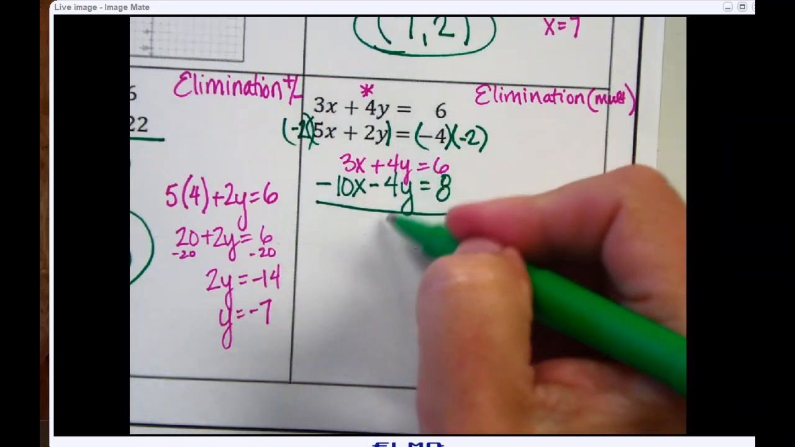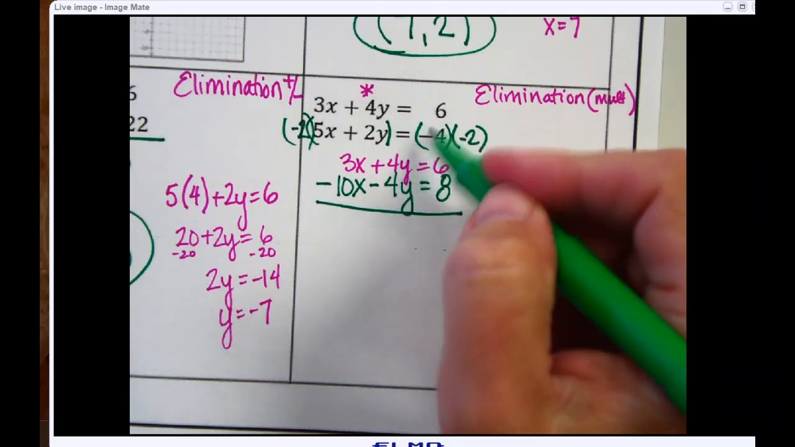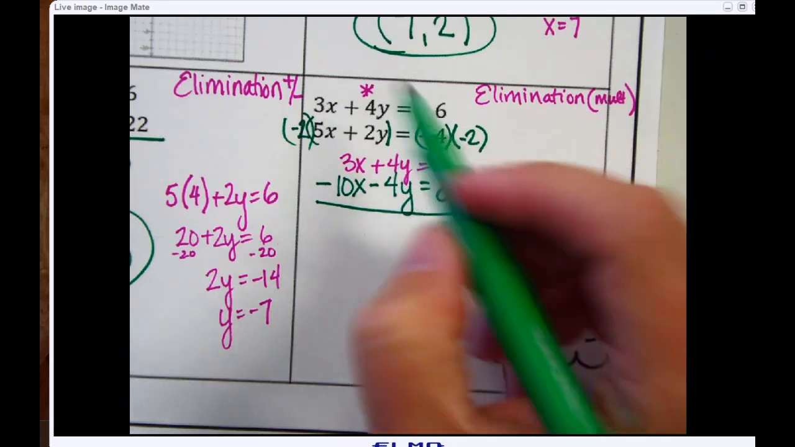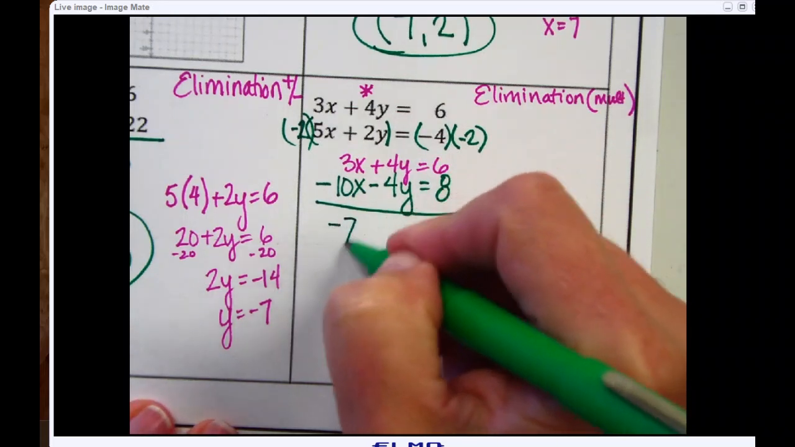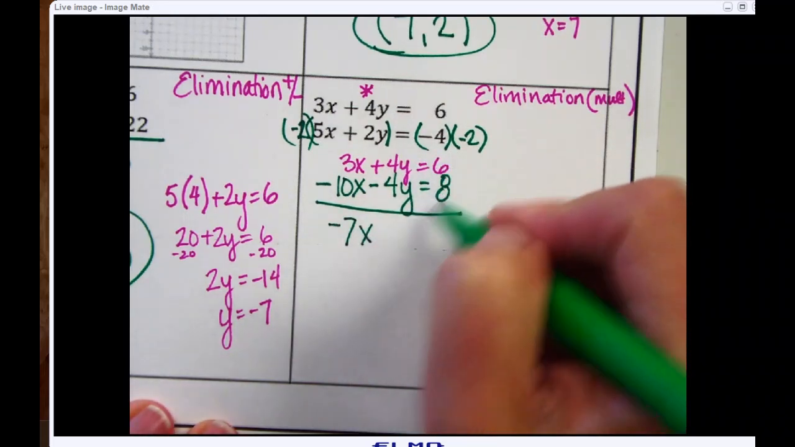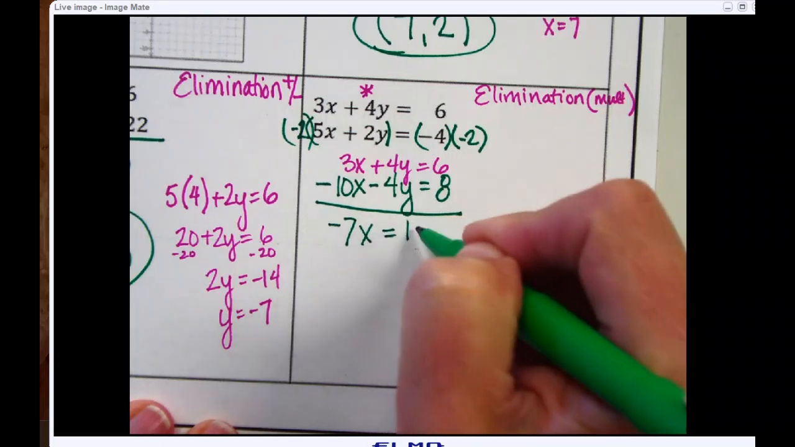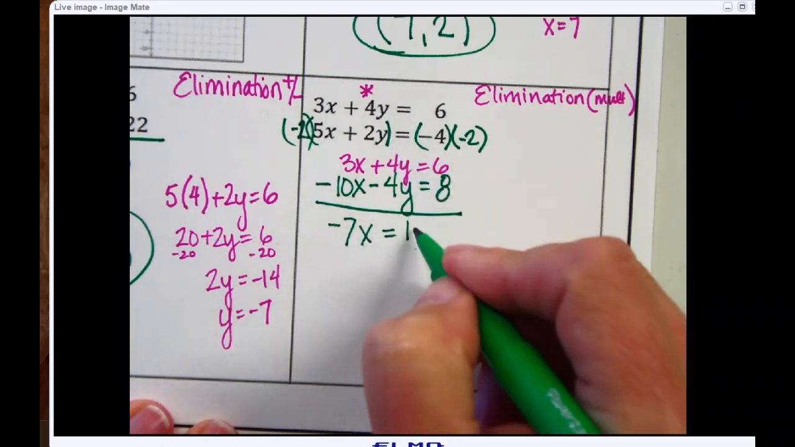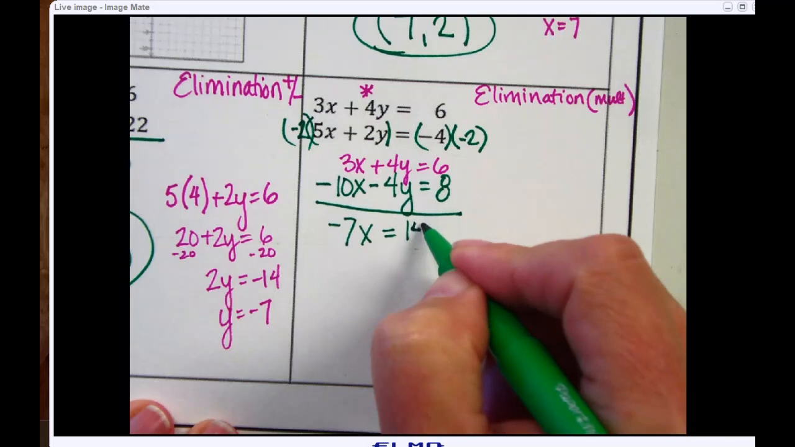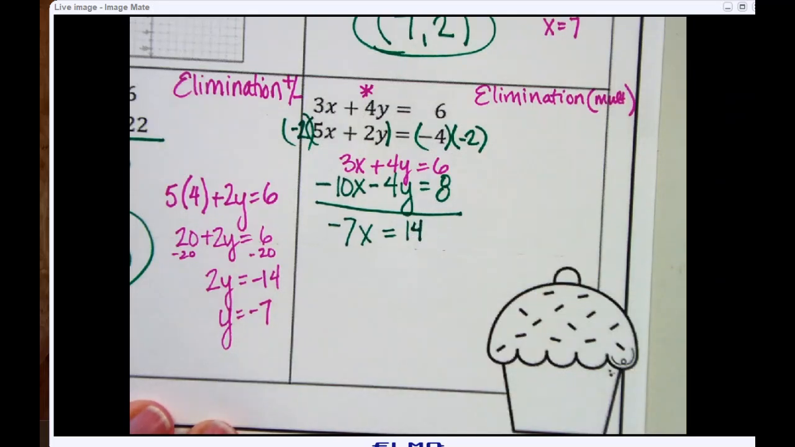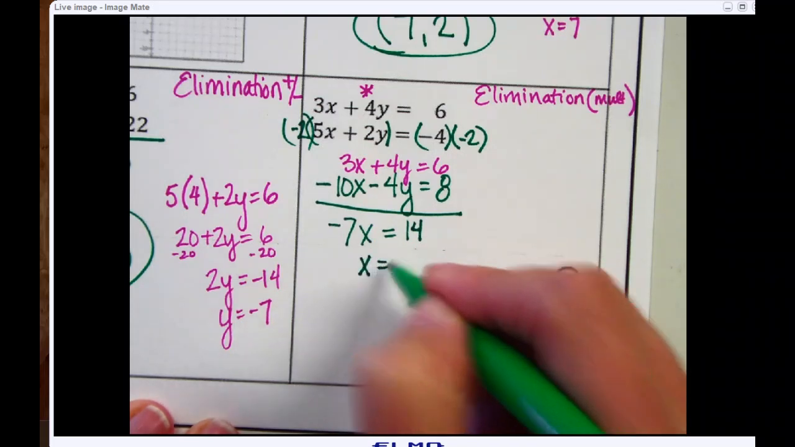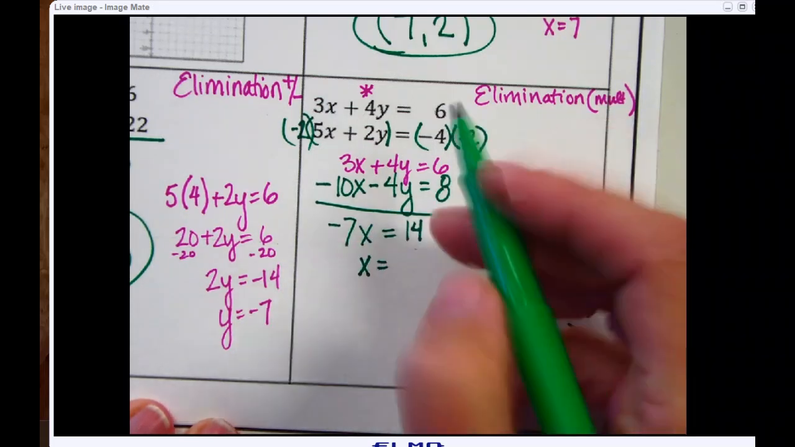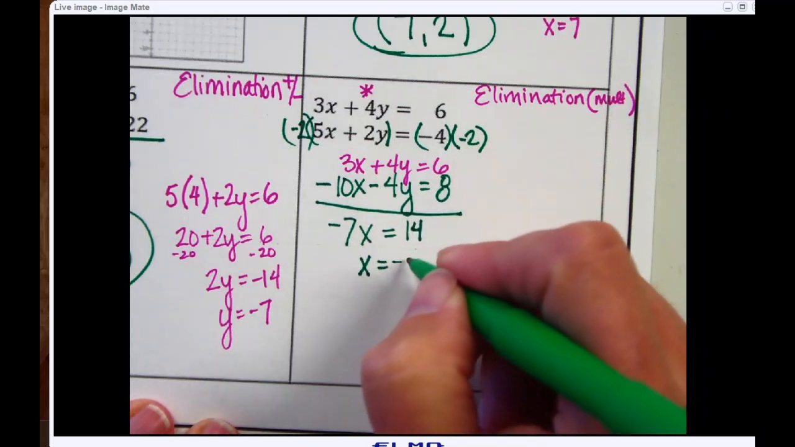Are my y's going to cancel? Yes. So then I know I set it up right. I've got 3 minus 10 is -7x. I've got 6 and 8 is -2. They're both positive, so 6 plus 8. Oh. Yeah, sneaky, huh? And I had that way wrong. So x is 14 divided by -7 is -2.